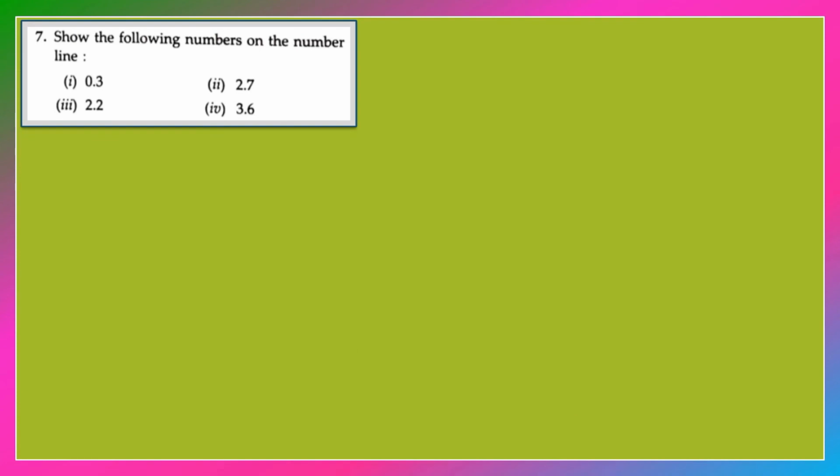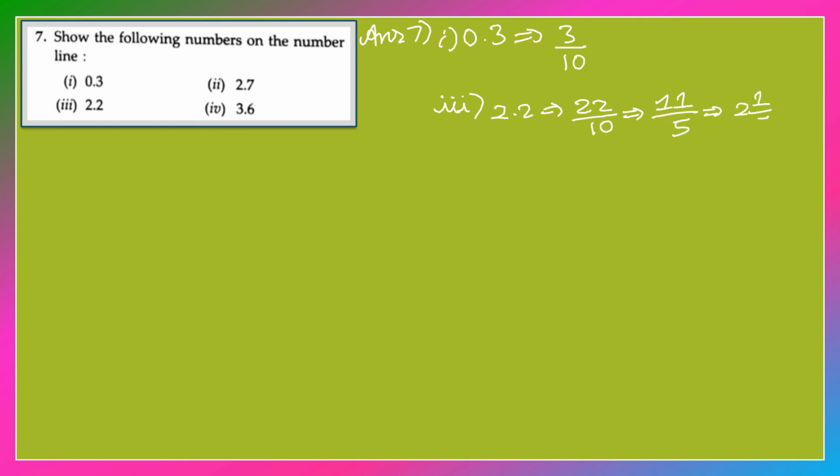Now for question number 7. Show the following numbers on a number line. So it is an easy question here. First of all, let's do the answer 7. In this case, I am going to do the first part and third part. First part is 0.3, which equals 3 tenths. I know that you know it. And for the third part, we have 2.2, which equals 22 whole upon 10, which equals 11 whole upon 5, or I can write it as 2 1 upon 5 as well. So that is the logic here.